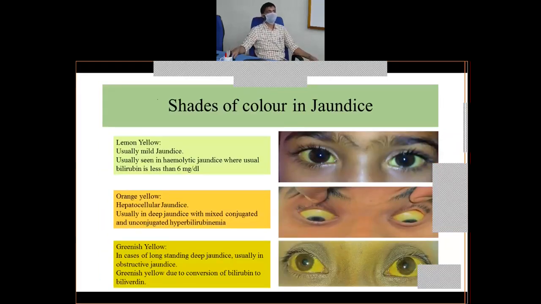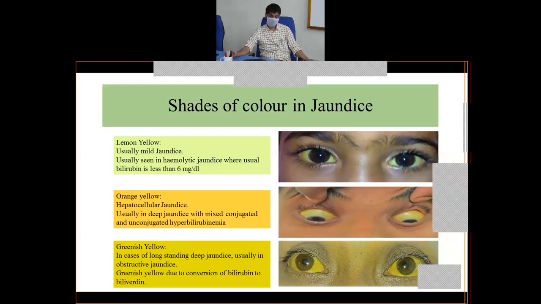Now coming to the shades of jaundice. You might have heard of lemon yellow tinge, orange color, or greenish yellow. Here I try to give an example of lemon yellow. Lemon yellow, you know what lemon yellow is. It usually represents mild jaundice, and it is usually seen in hemolytic jaundice, where the usual bilirubin is less than 6 milligram per deciliter.